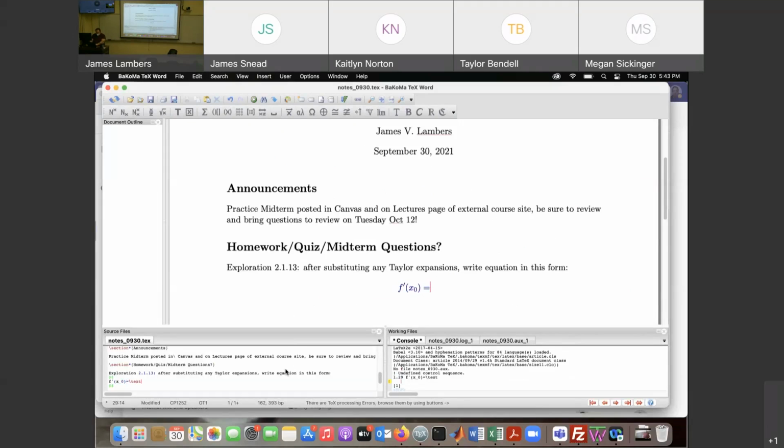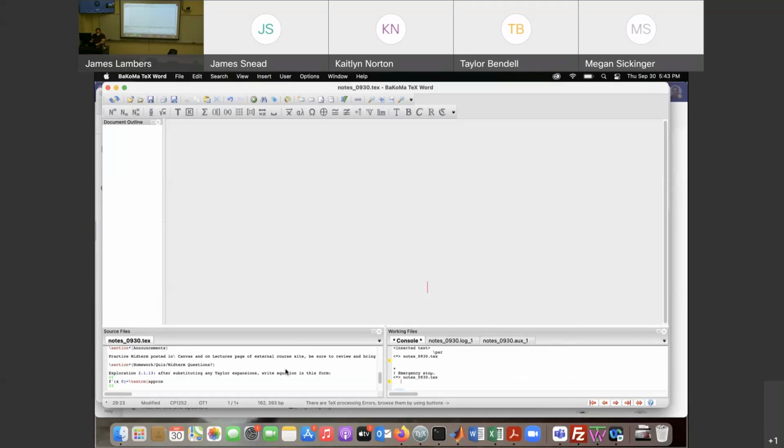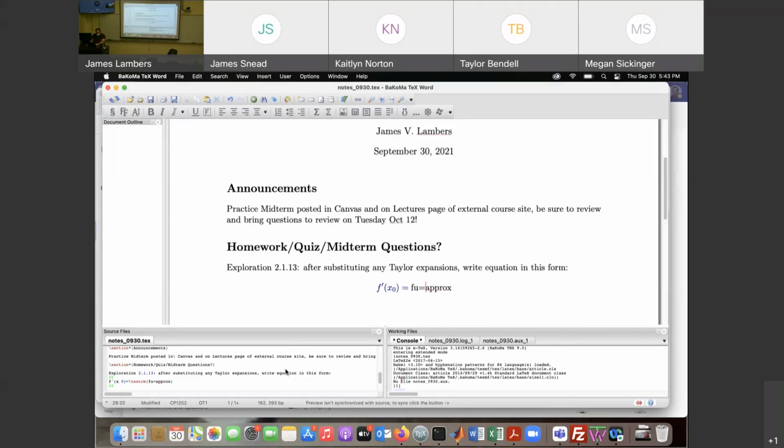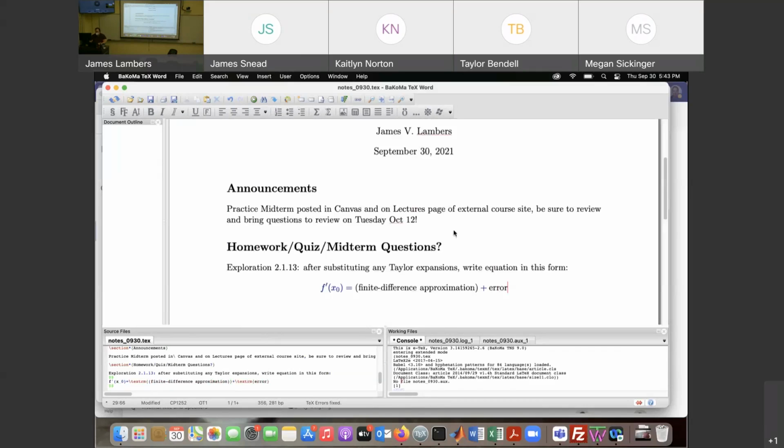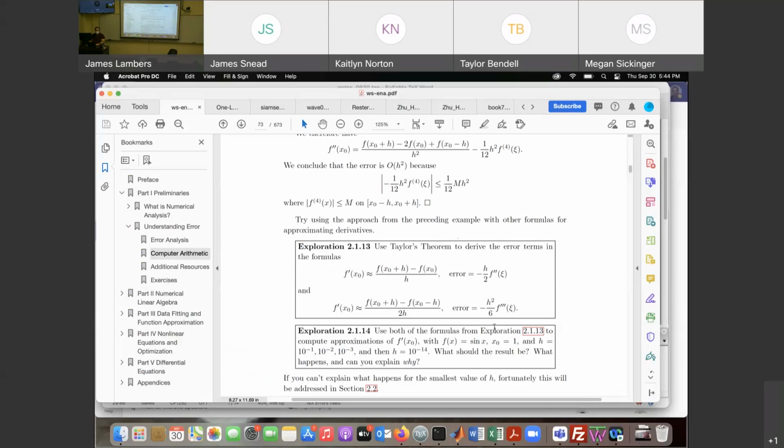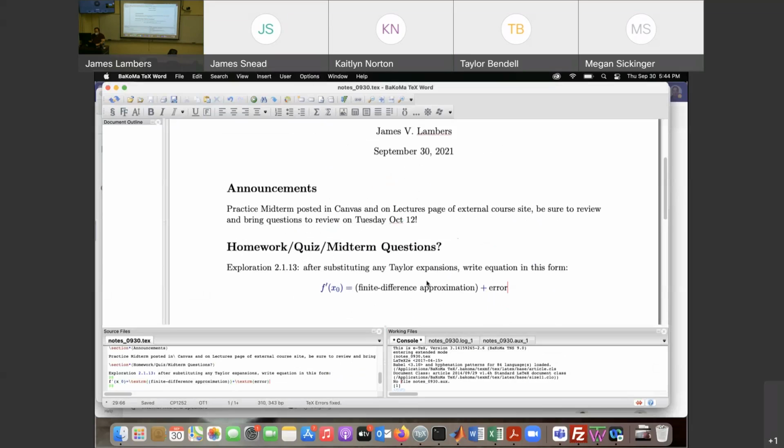And then you'll have whatever the approximation is, the finite difference approximation, plus the error. That way, the error term will have the correct sign that matches what you see here. So the error term is defined under this assumption.